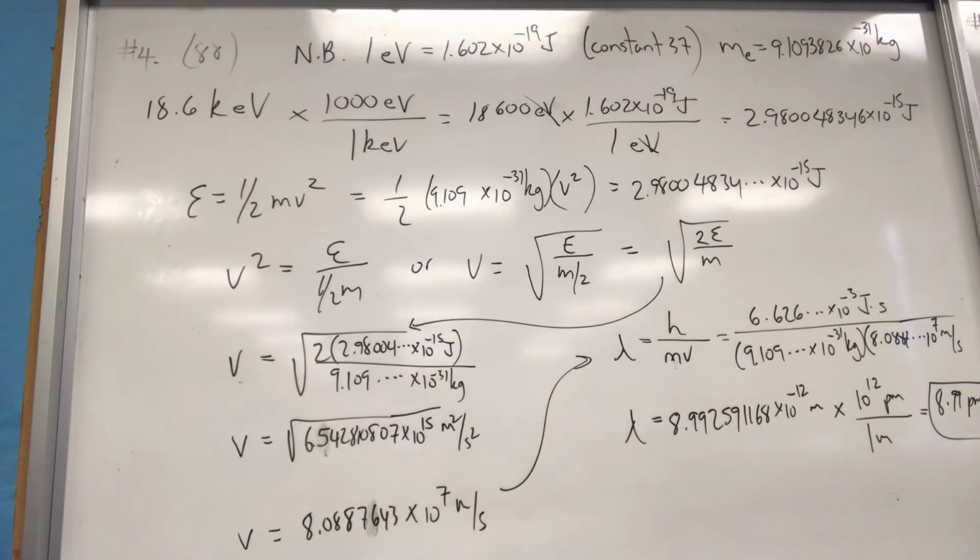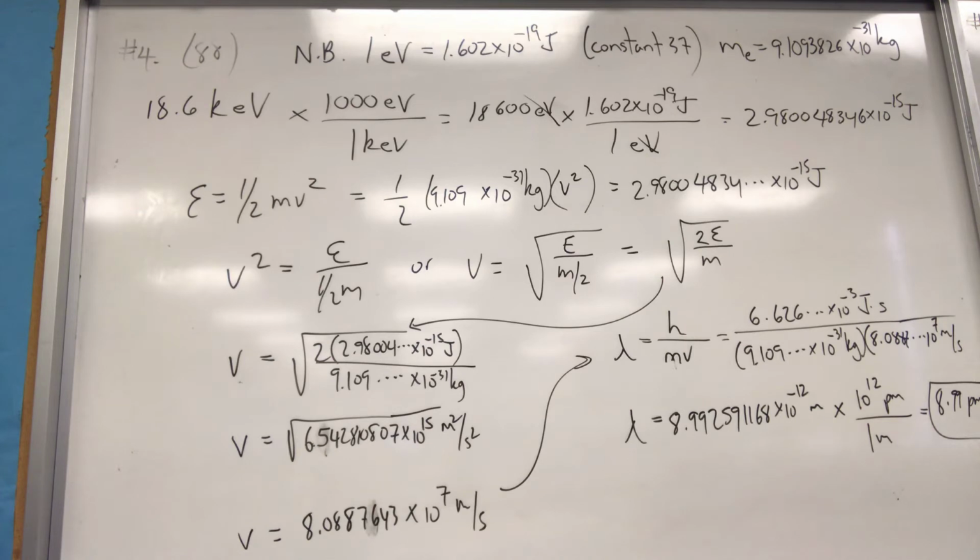Okay, so we have 88. An electron is accelerated through an electric potential to a kinetic energy of 18.6 kilo electron volts. What is its characteristic wavelength? Hint, recall that kinetic energy of a moving object is E equals 1/2 mv squared, where m is the mass of the object and v is the speed of the object.